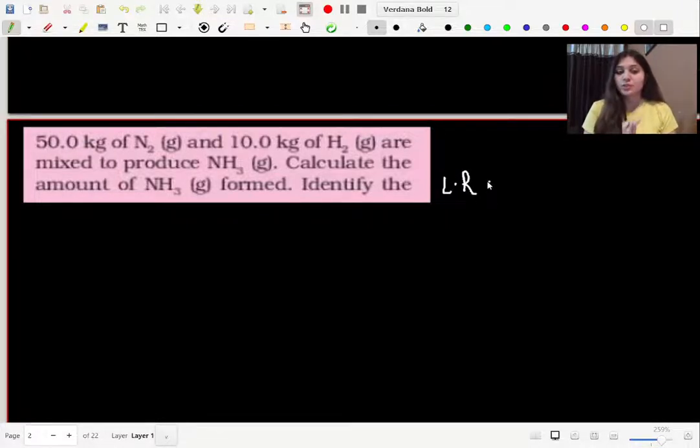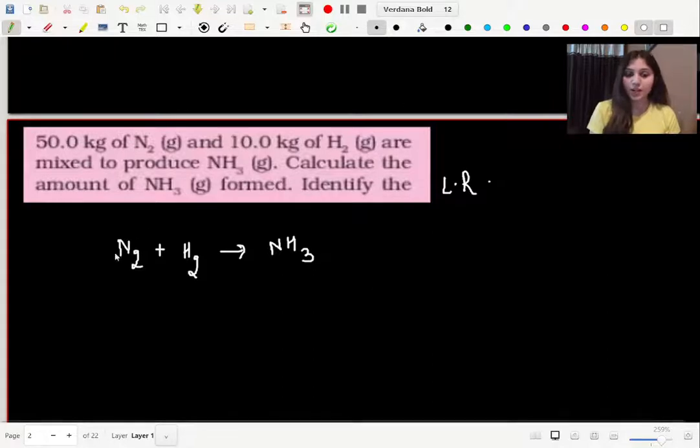So the first and foremost thing is they have not given me the equation, so I should write the equation. There's N2 and there's H2, and there's a formation of ammonia, which is NH3. Okay. The first and the foremost thing which I notice is the reaction is not balanced. Okay, let's do that. So there's 2 NH3 here. So there's 2 and there's 6. So there's 3. So I hope this equation is balanced enough.